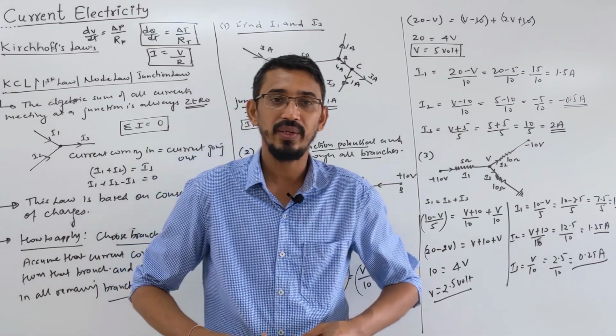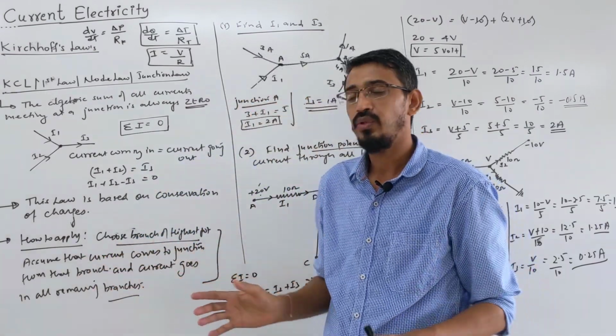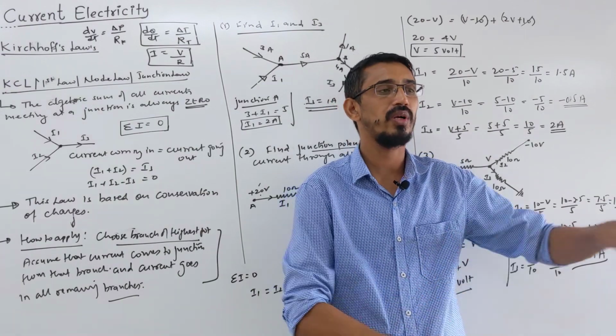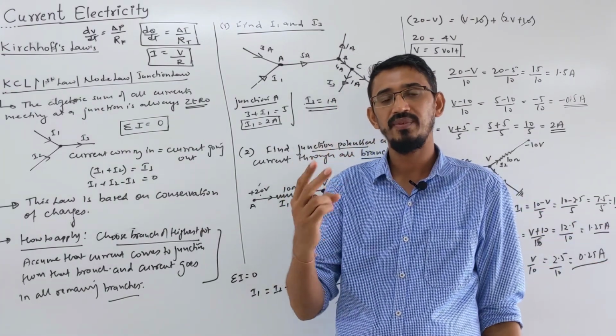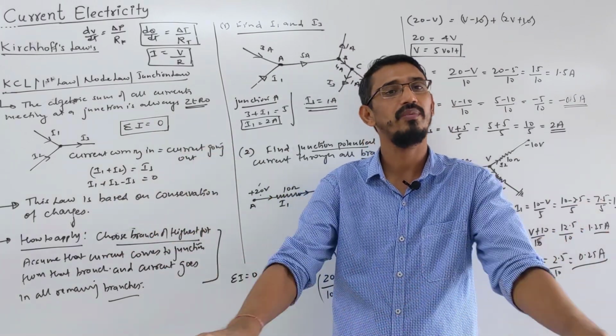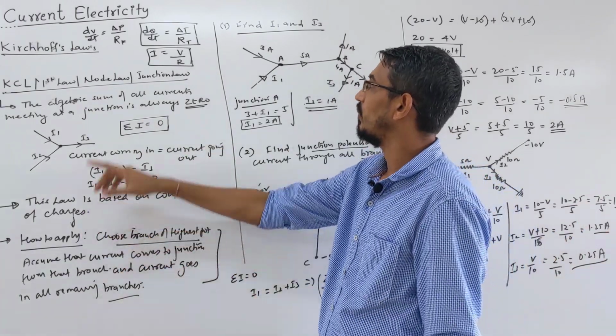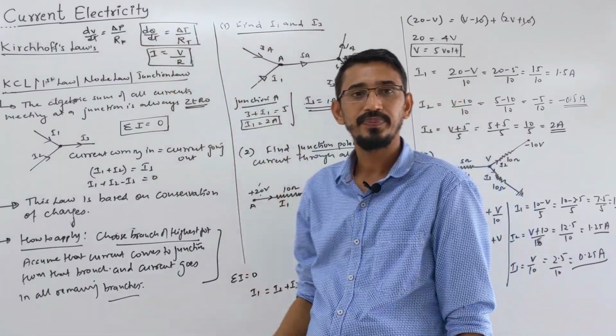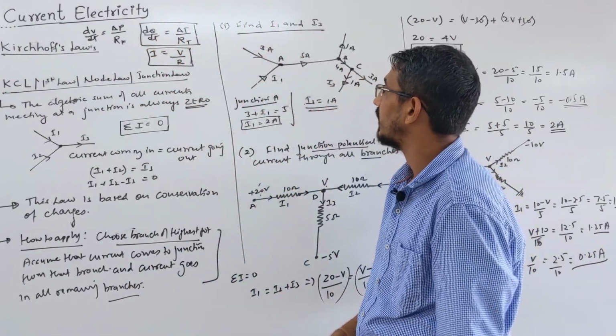What is the main thing you have to do here? Remember this trick: you choose the branch of highest potential, current comes in from that branch and goes into all remaining branches. If two branches have equal highest potential, then current will come in from both branches and go into all remaining branches. The same rule we write for thermodynamics also, very important for heat flow. Now we will do the second law.